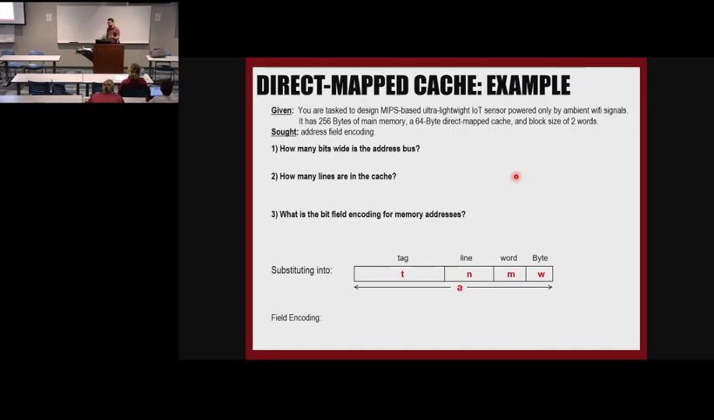256 is 2 to the 8, which means that we have 8 bits of address. That's correct. Which makes A equal 8. We have 8 bits. So how many lines are in the cache?